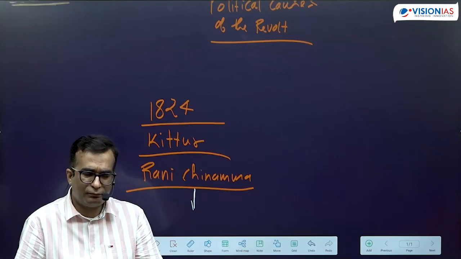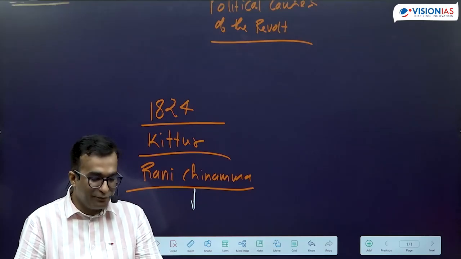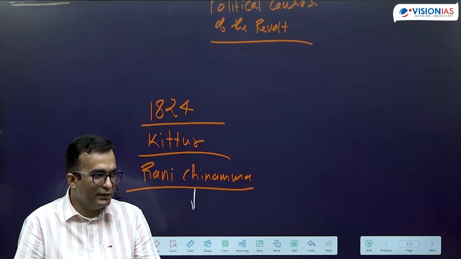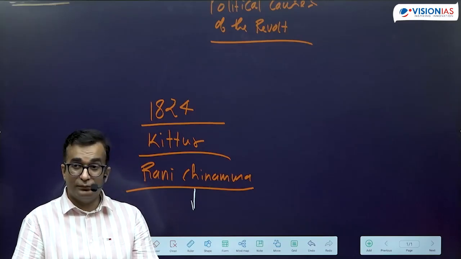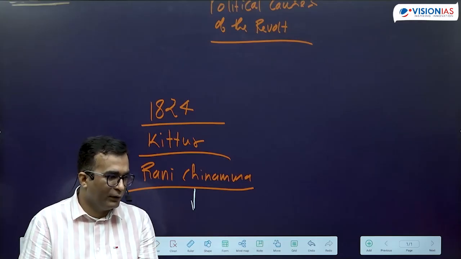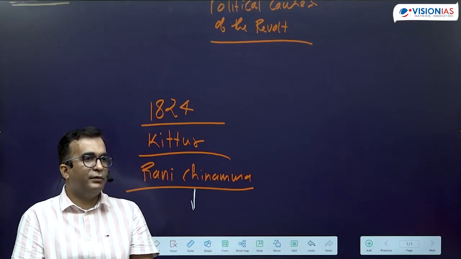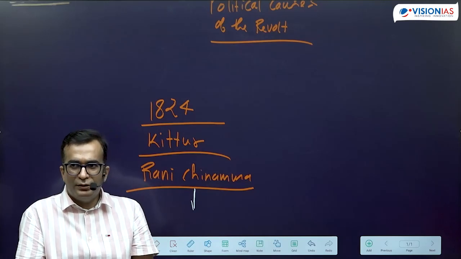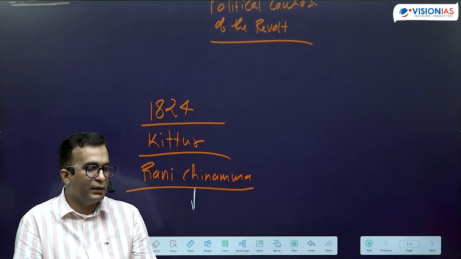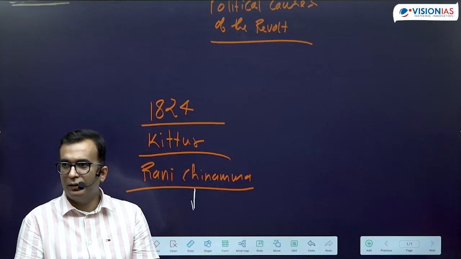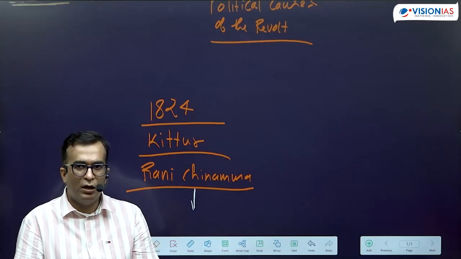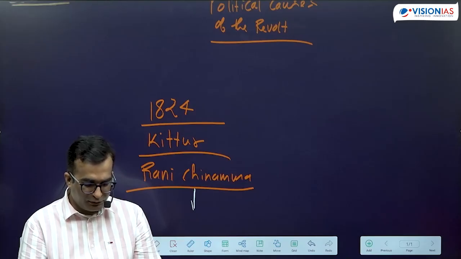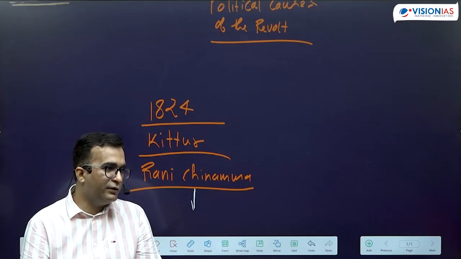Then, change the paragraph and write: Wellesley affected the subsidiary alliance system, whereby Indians' powers were subjugated, and British authority was declared paramount power.